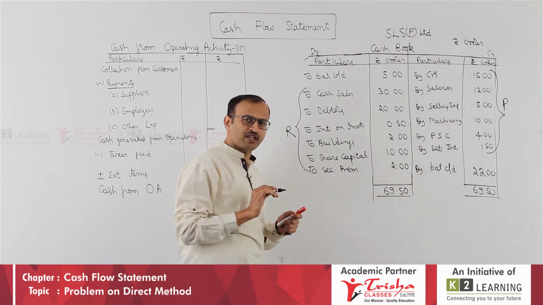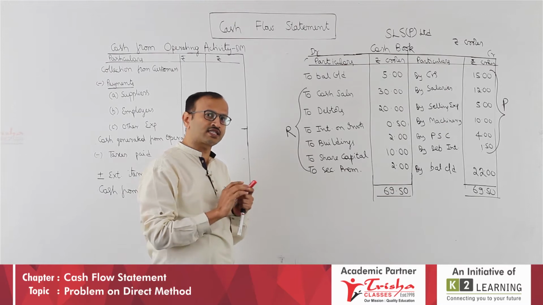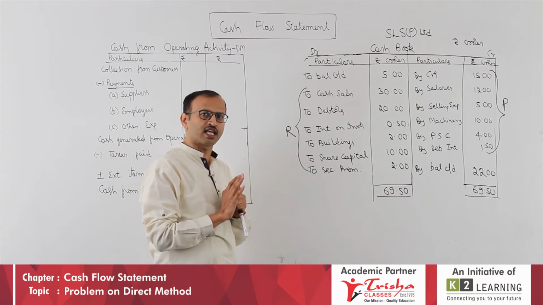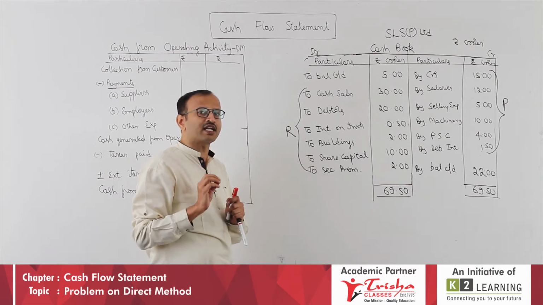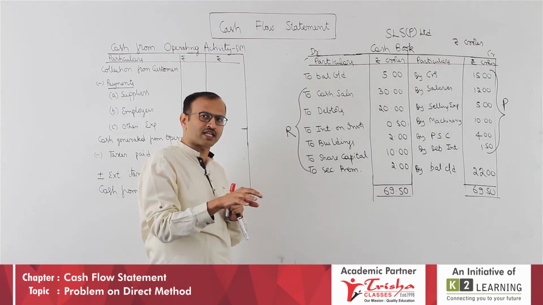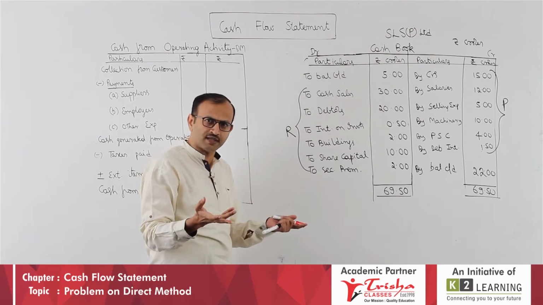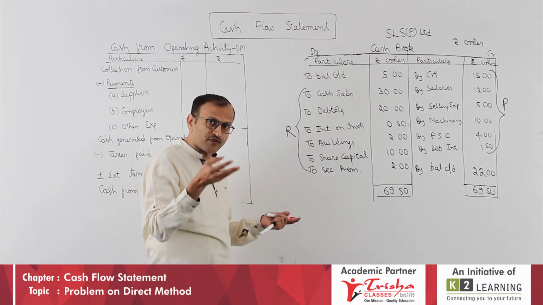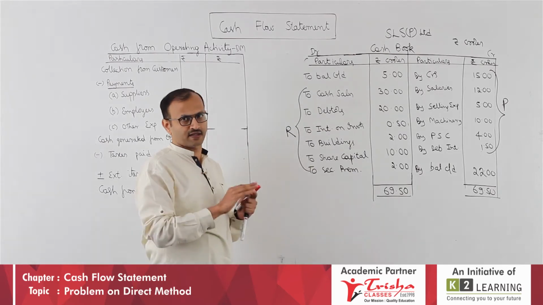With the help of this, you have to prepare cash flow statement under AS3, as per accounting standard 3. Under which method do you have to apply? Is it direct method or indirect method? To work indirect method, I should have profit. I should have some P&L account. There are no such items here. There is no profit before tax. Therefore, it is not indirect method, it is direct method.